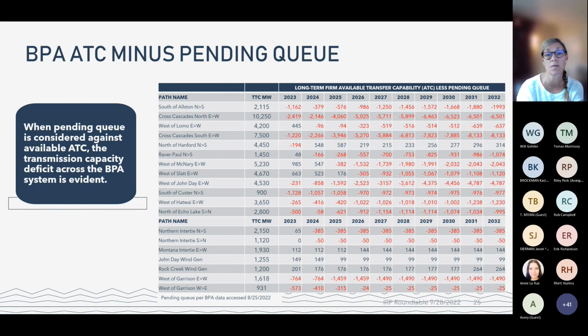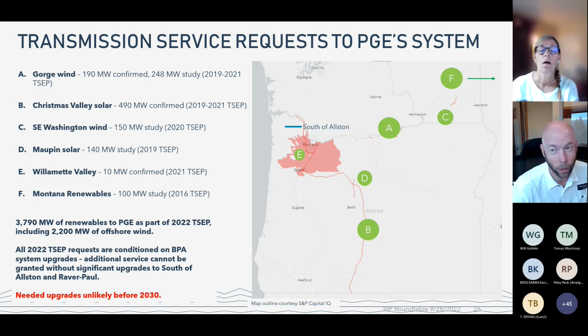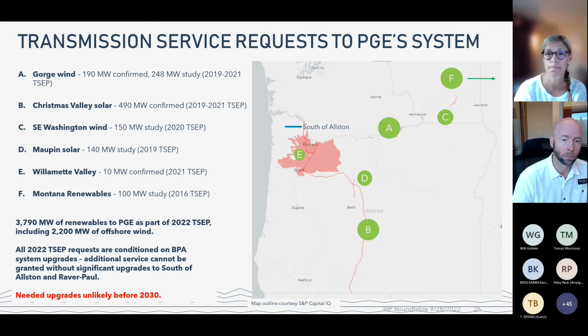I think it's important to note the last TSEP, Bonneville had over 300 requests that were submitted and 24,000 megawatts worth of new transmission requests. All of that is factored into this, as this was a snapshot of their ATC minus pending queue from August of 2022. Next slide. So just confirming, that's before or after the new TSEP study window deadline that was in late August? After. So, okay, thank you.